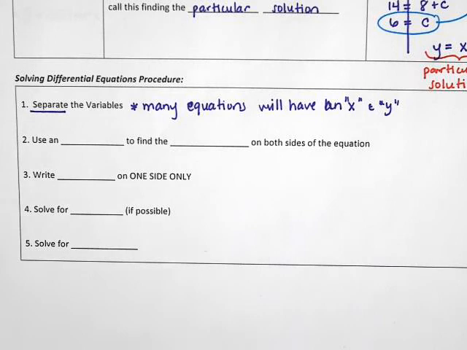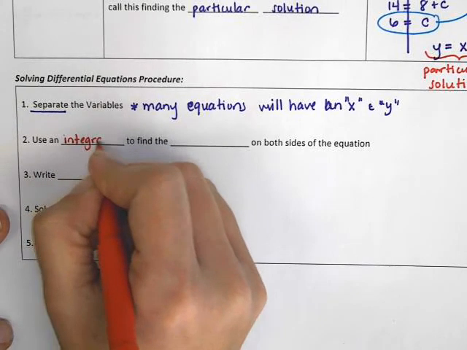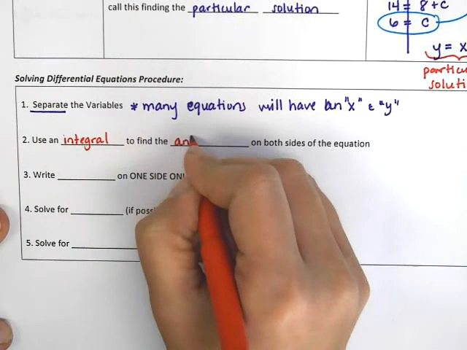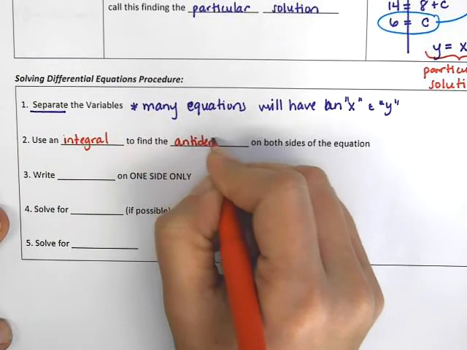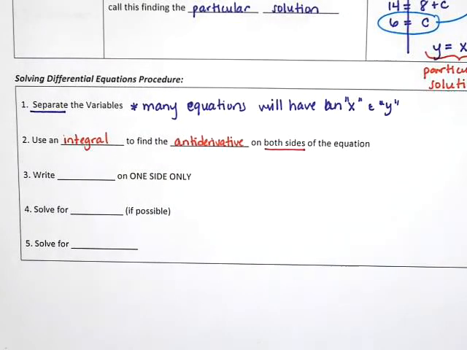Then, because we're going to be trying to find the original function using the derivative, we're going to use an integral to find the antiderivative on both sides of the equation.